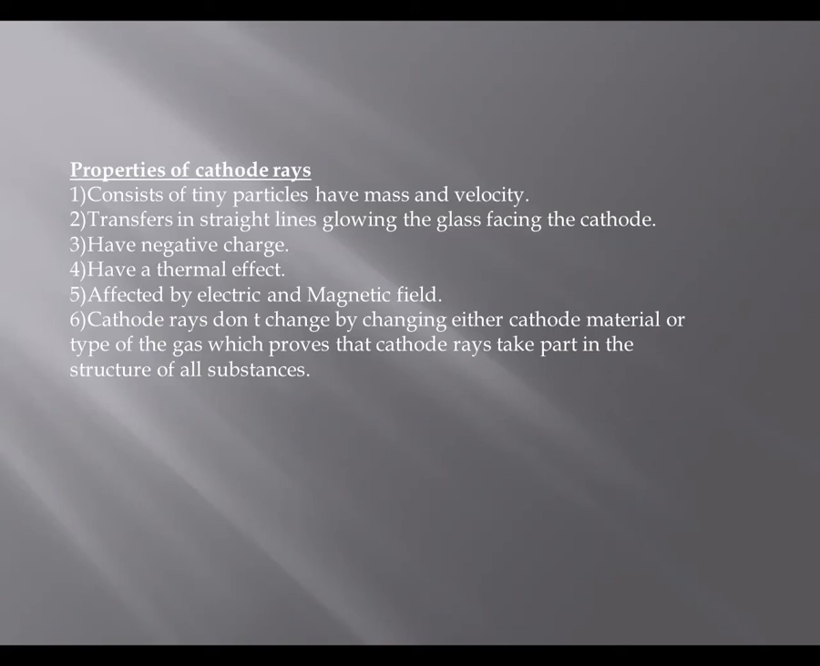This is number 1. Number 2, they travel in a straight line, with a glowing glass facing the cathode. Number 3, they are negatively charged particles. Number 4, they have a thermal effect. Number 5, they are affected by electric and magnetic fields. Number 6, which is an important property, cathode rays do not change by changing either the cathode material or the type of gas, which proves that cathode rays take part in the structure of all substances.